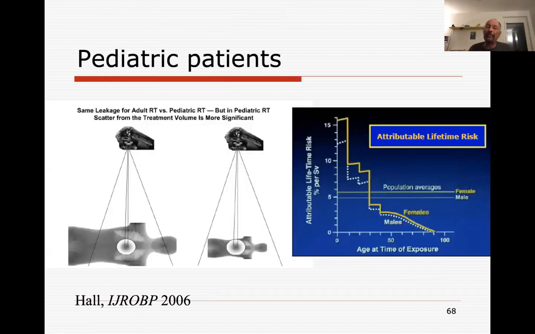The problem is even more drastic for the pediatric patients for 2 reasons. The first reason comes from the risk as a function of the age. From Hiroshima and Nagasaki, it is known that the risk per sievert is higher if you are younger. And the second is just geometry.